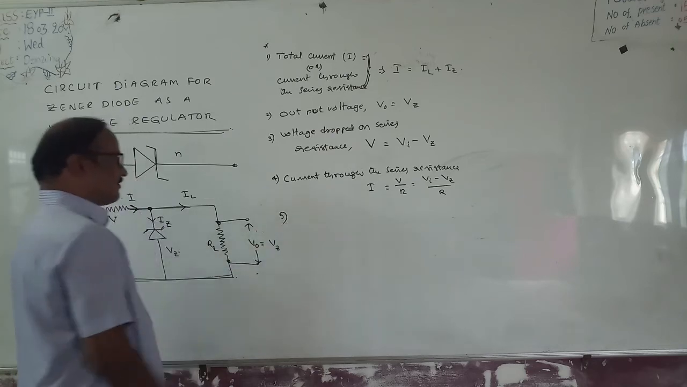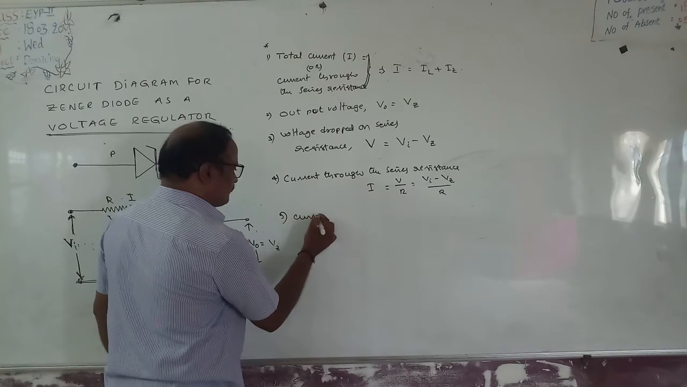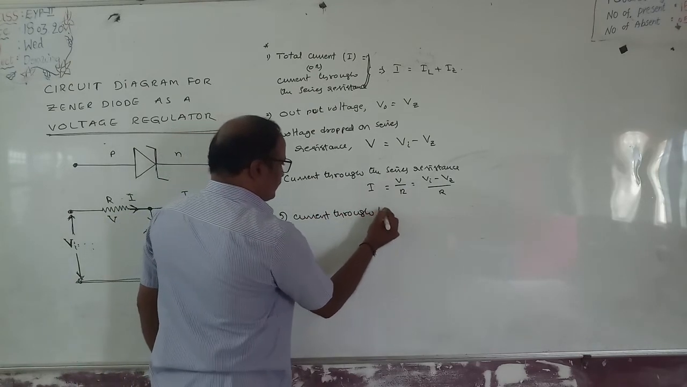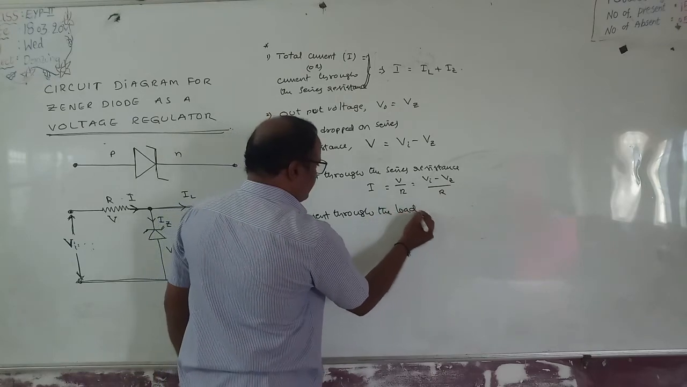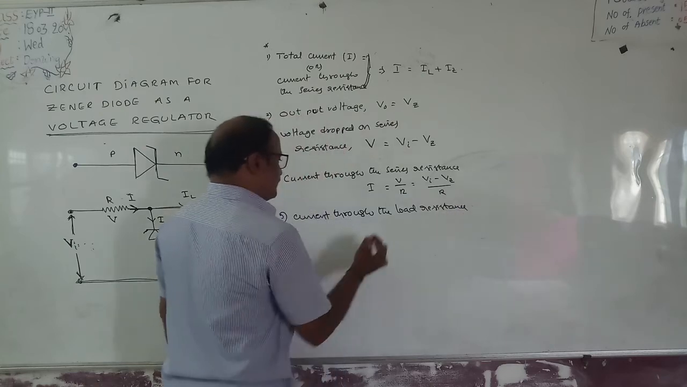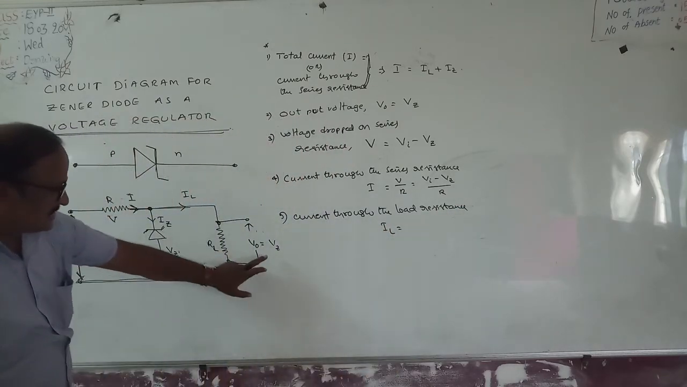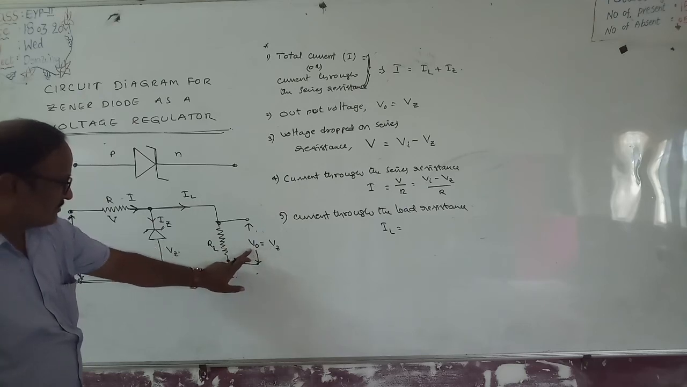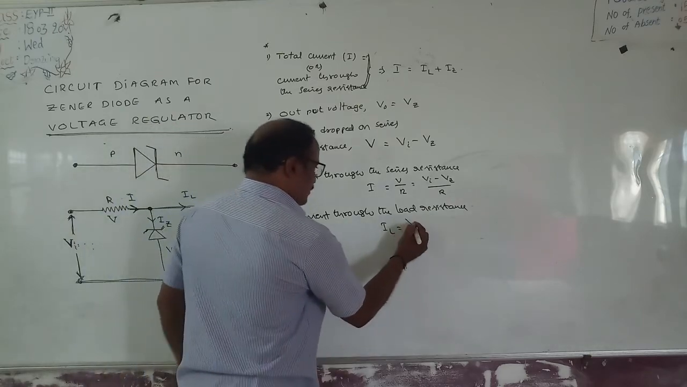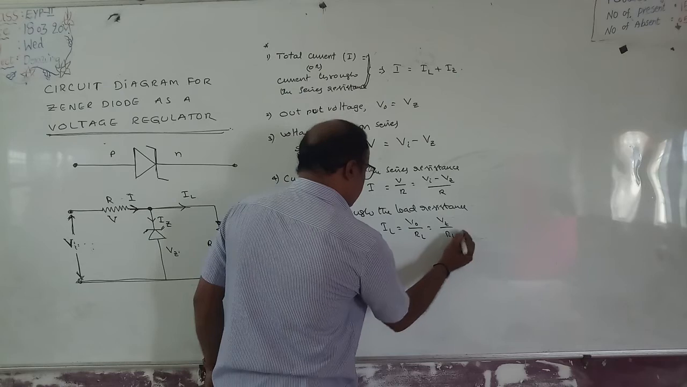Fifth one: current through the load resistance, IL. The potential across the load is Vz or V naught, and the load resistance value is RL. Therefore IL is equal to V naught by RL. It is also equal to Vz by RL.